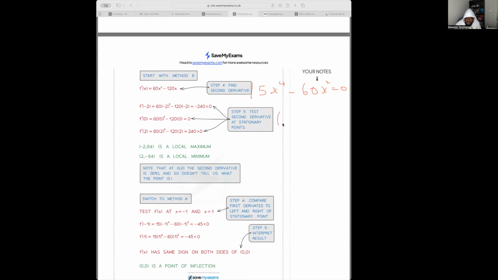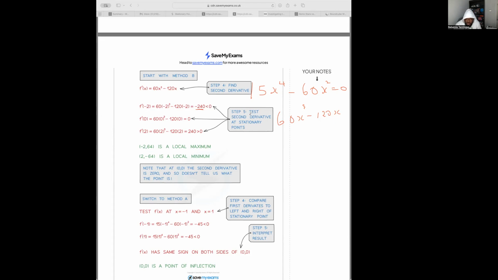So that one gives you what? 60x cubed minus 120x. Since we know the stationary points already, we know it's going to be x is minus 2, x is 0, and x is 2. You put minus 2 there, and you see what you get is minus 240, which is less than 0.